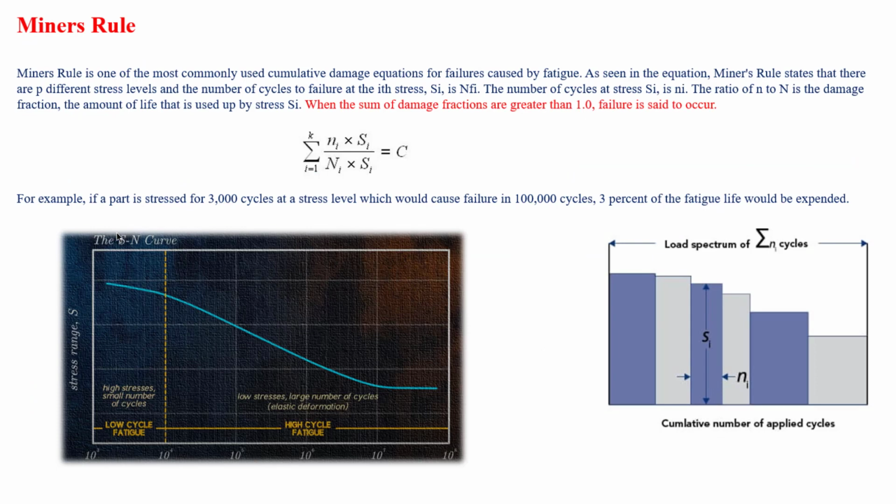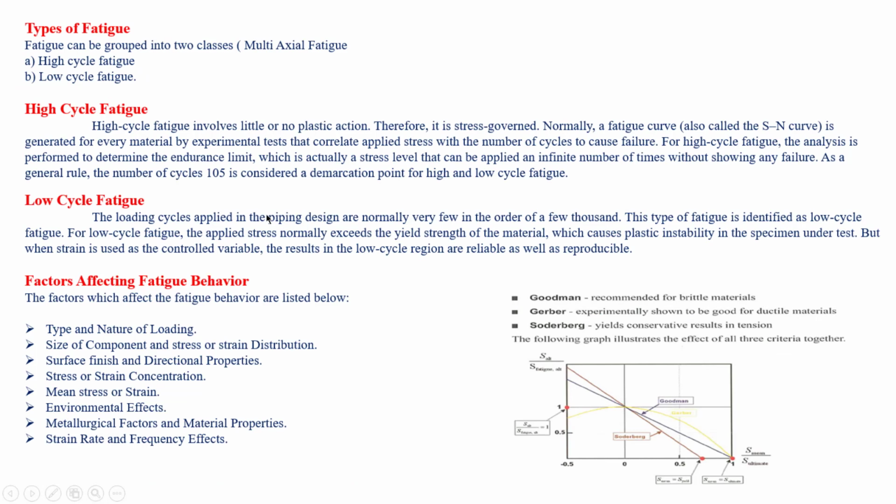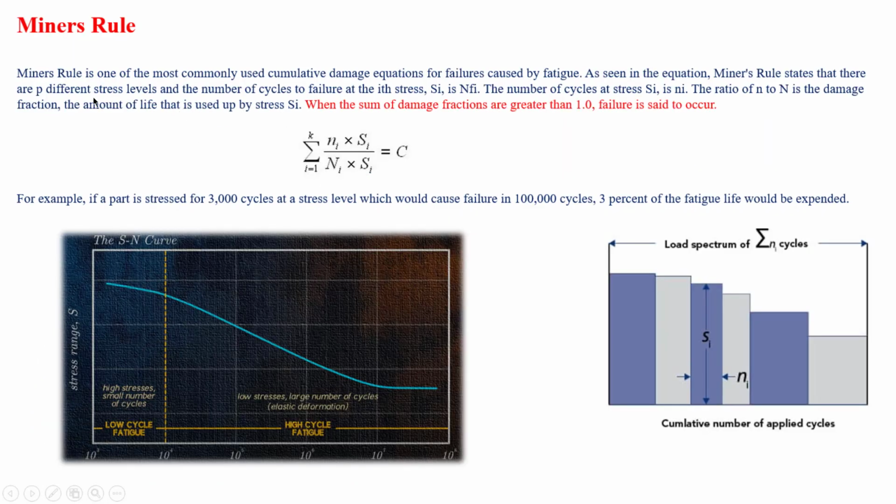Minus rule, or it is. So if you're running the analysis, there are different types of stresses that will act. For each and every stress, you'll have a set of endurance limits. We have seen it here. Let's say if you're considering the 270, you'll have a number of cycles depending upon that. Same thing here: for this particular stress, you'll have a number of cycles.